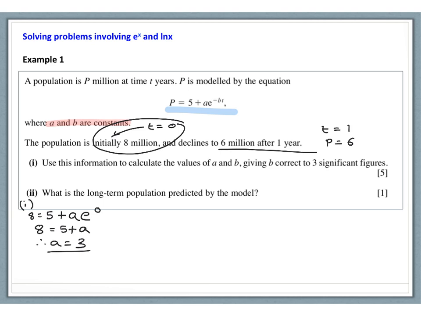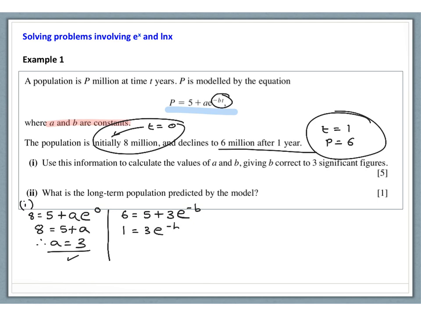Now, calculating B, let's substitute in this piece of information and use the fact that we know what A is as well. So this tells us that 6, which is our value of P, is equal to 5 plus A, which is 3e to the negative b, because of course we're substituting in t equals 1. Let's rearrange this. So 1 is equal to 3e to the minus b, divide by 3. A third is equal to e to the minus b.